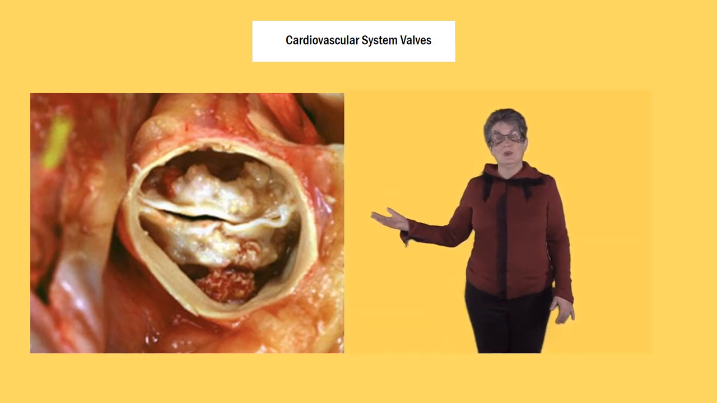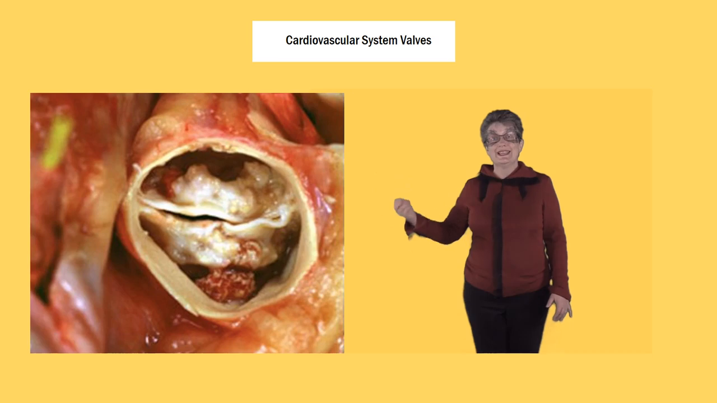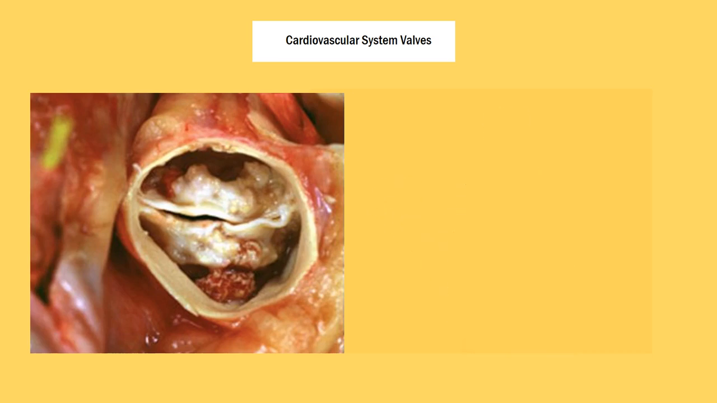In this illustration, we can see a bicuspid aortic valve. There are only two leaflets. Look at the really big calcific nodules sitting behind each leaflet.